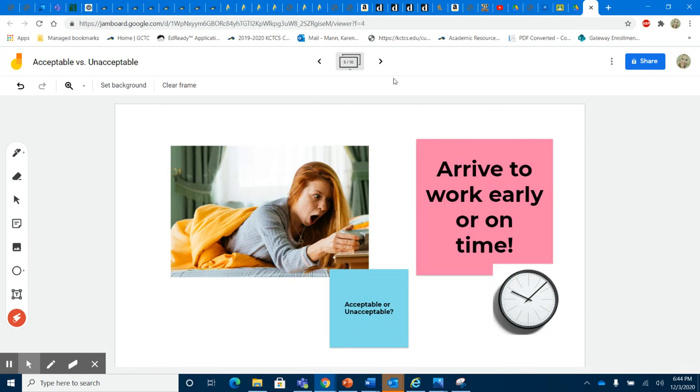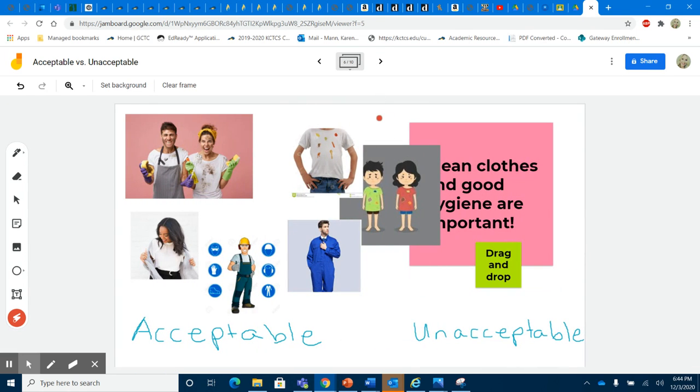And so same thing for appropriate behavior of arriving to work on time. Does this picture demonstrate acceptable or unacceptable? What would happen if you were in that situation? And we can have that conversation.